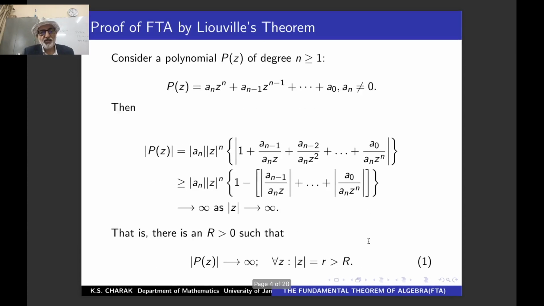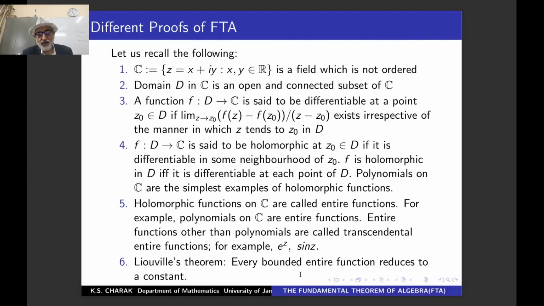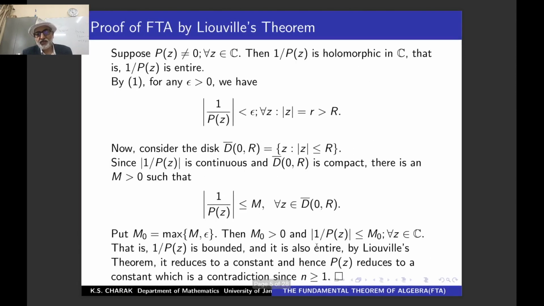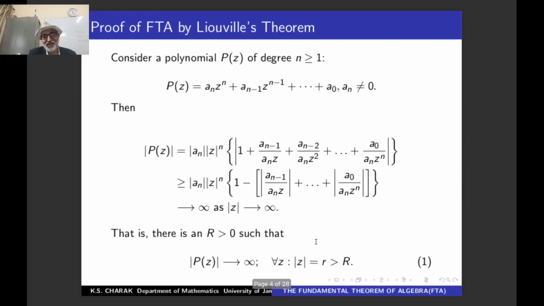So you have seen in Liouville's theorem that every bounded entire function reduces to a constant. Therefore 1 upon p(z) reduces to a constant by Liouville's theorem. And if 1 upon p(z) is constant, then certainly p(z) is constant. p(z) being constant means it is a polynomial of degree 0, which is not true. This is a contradiction, because our polynomial is not a zero polynomial, not a constant polynomial. It is a polynomial of degree n greater than or equal to 1.